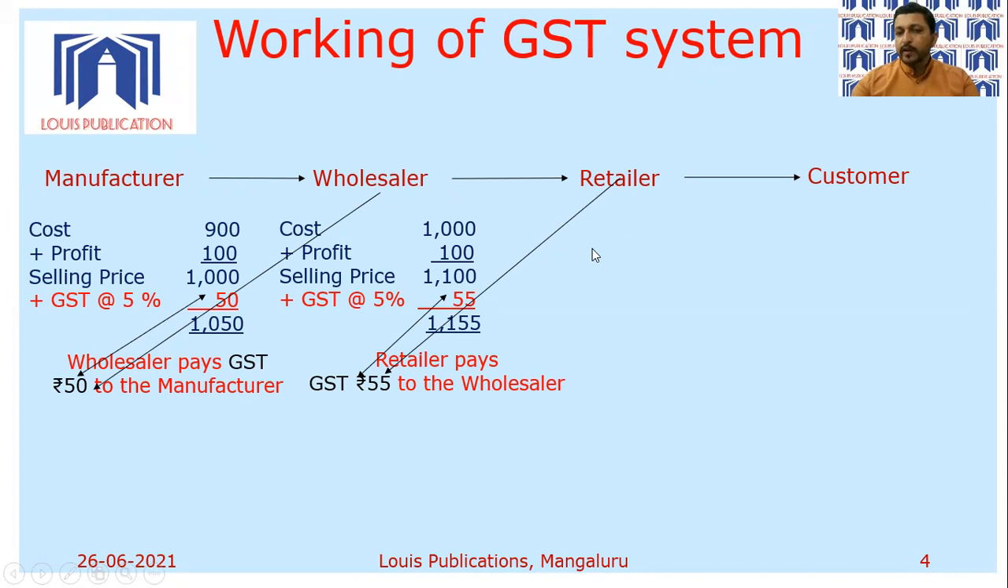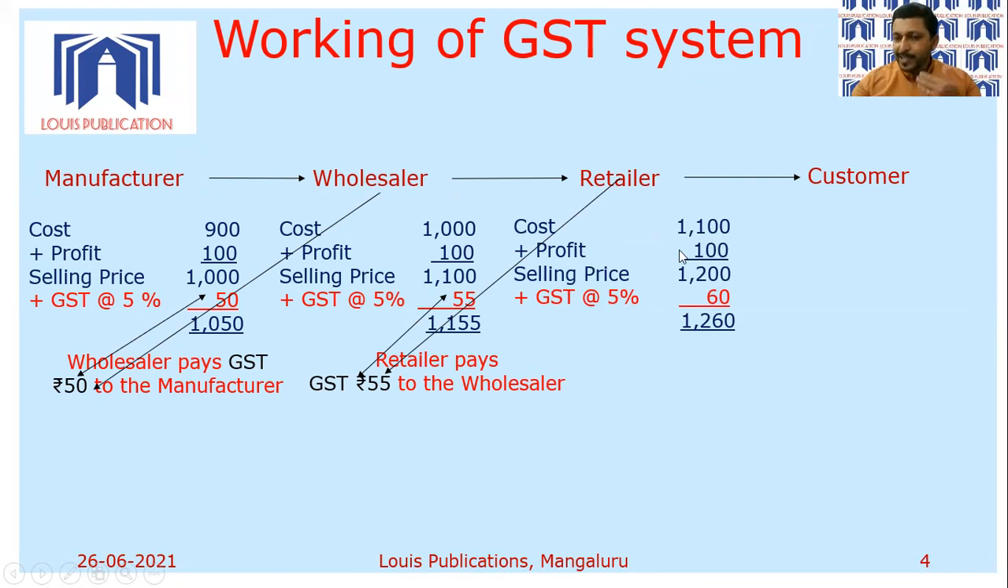Let's move ahead. The selling price of the wholesaler is 1,100, which becomes the cost price to the retailer. The retailer will add his share of profit, let's say 100 rupees. So the selling price for the retailer is now 1,200 rupees. And 5% GST will be added on that selling price, which works out to 60 rupees. So the customer is going to pay rupees 60 to the retailer as GST amount, and that amount is right here.